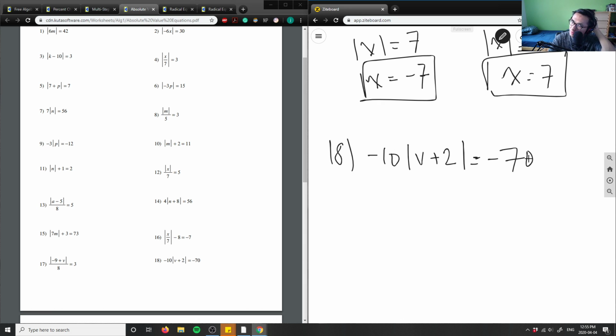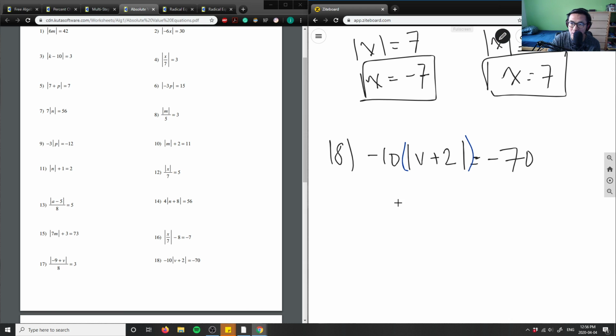Negative 70. So again, reverse order PEMDAS states that we do actually do this absolute value bar, but you can think of this absolute value bar as a parenthesis. You can think of this imaginary parenthesis going here, because this negative 10 is multiplied by this entire term here. So what I'm going to do is move negative 10 to the other side first.